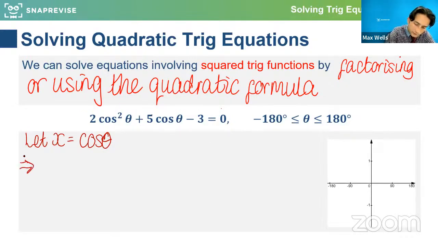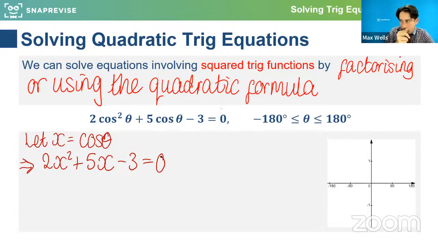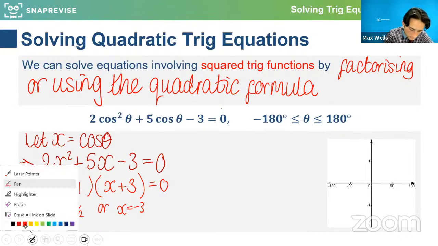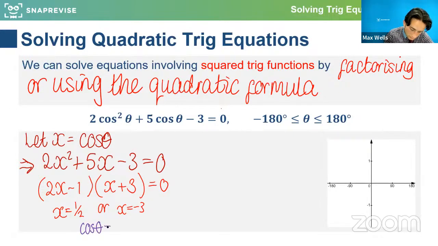So this would boil down to 2x squared plus 5x minus 3 equals 0, which is a situation we can deal with a bit more easily. And this does actually factorize into a double bracket. It won't always. This factorizes as (2x minus 1)(x plus 3). So x is 1/2 or minus 3. So cos theta equals 1/2 or cos theta equals minus 3.